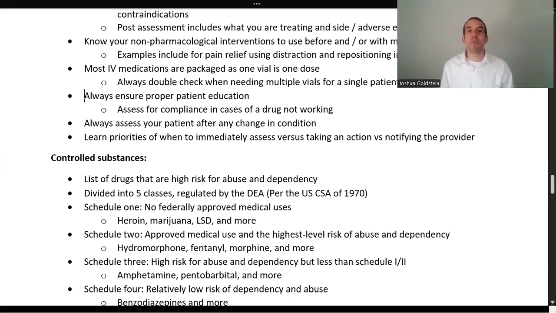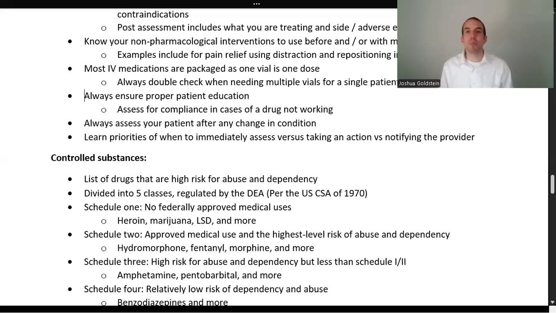Next, most IV medications are packaged as one vial, one dose. It's called an SDV, a single dose vial. We talked about that. But what I want to point out here is that if you're having to grab 2 vials or 3 vials for a patient's dose, please always double check what you're doing. It could be you're right. If a patient got ordered a double dose of Zofran, it's going to be 2 vials, 8 milligrams. That's appropriate. We do that. But please get in the habit, if you're grabbing more than 1 vial to give the dose that the provider ordered, please double check it. Make sure you're doing the right thing.